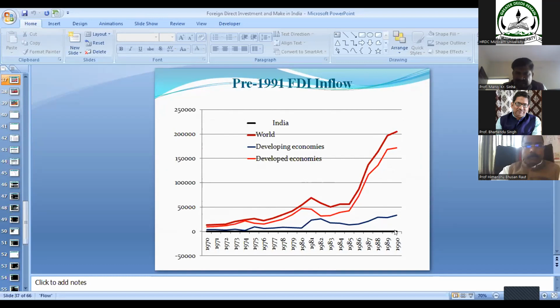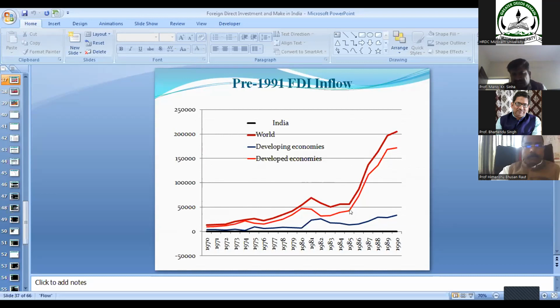And this black line, we can see, is just tangent to the x-axis. It is the FDI inflow in India before 1991. We can see that there is almost negligible foreign direct investment in India when we compare it with world FDI investment. Developed countries follow the pattern of world FDI, but in developing countries, we can see FDI inflow consistently but slowly increasing.